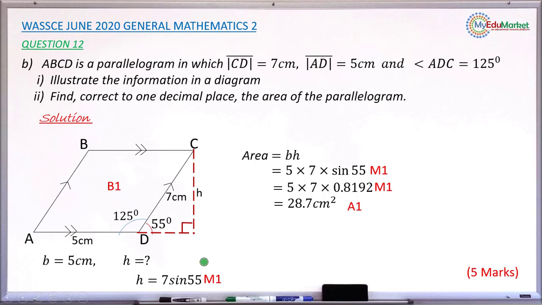The next mark is for getting the height between the parallel sides using the sine ratio. You have this method 1 mark. The next mark is for substituting the base and the height in the formula for the area of the parallelogram. You have this method 1 mark. And finding sine 55 degrees using your calculator or four-figure table correctly, you have another method 1 mark. And when you have the final answer as 28.7 centimeters squared, rounded correctly to one decimal place, you have accuracy 1 mark. So if everything is answered correctly, you have 5 good marks.